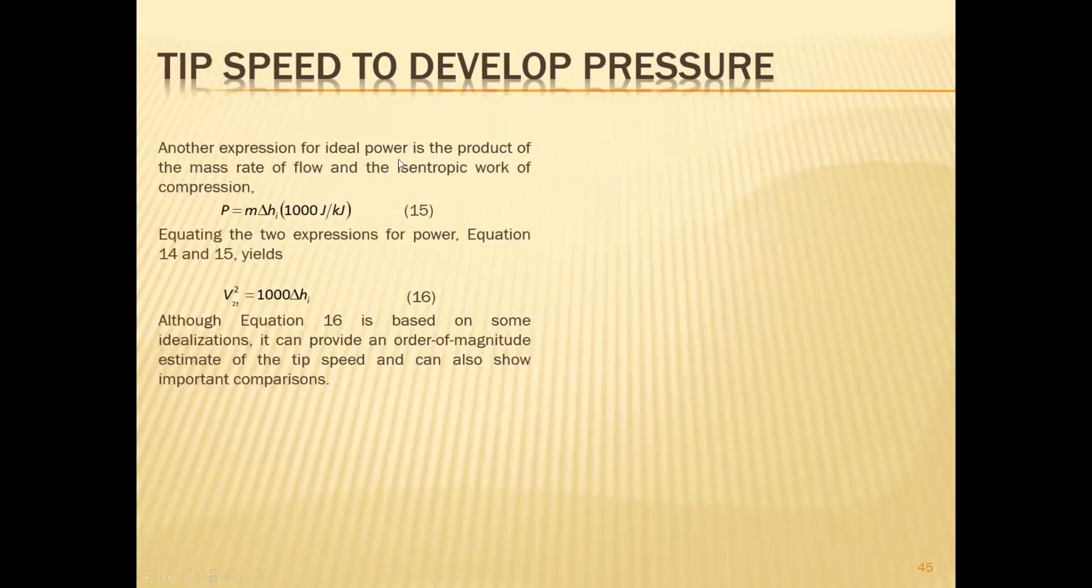So, another expression for the ideal power is the product of the mass rate of flow and isentropic work of the compressor. So, P is equal to M and delta hs times 1,000 joules per kilojoule. So, equating the two expressions for power, expressions 14 and 15, V sub 2T squared is 1,000 times delta hs. Yan. So, although equation 16 is based on some idealization, it can provide an order of magnitude estimate of the tip speed and can also show important comparisons.